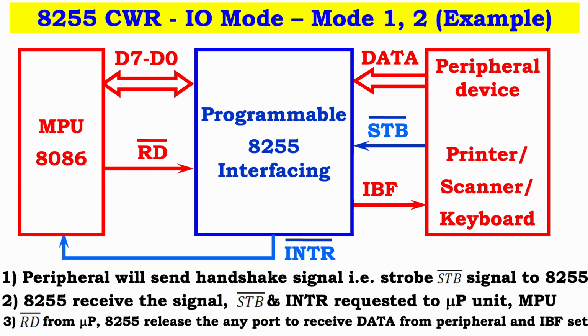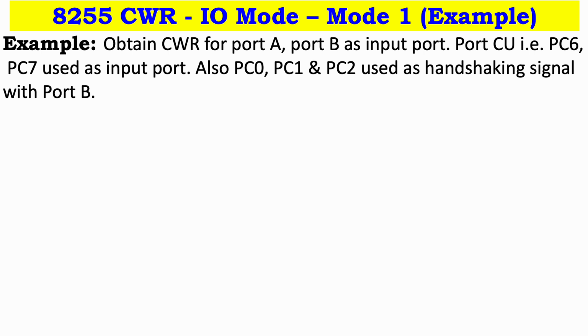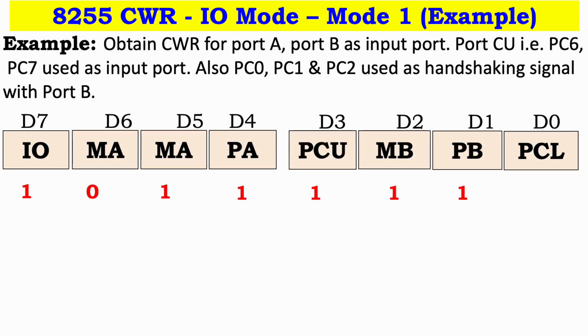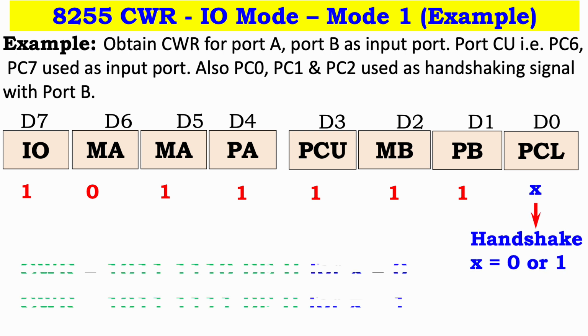In this mode 1 and mode 2, how is the control word obtained? Let us see. You can take one example for mode 1. In this example, if you observe, there is port A and port B as input ports, and port C upper, bits 6 and 7, is used as an input port, whereas you can see the handshake signal for the given example. See, all the remaining bits are the same except D0, where we are providing the handshake signal.